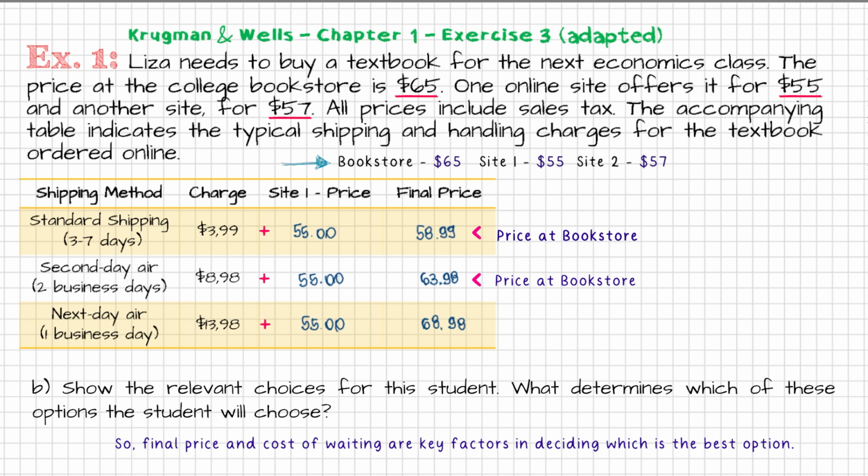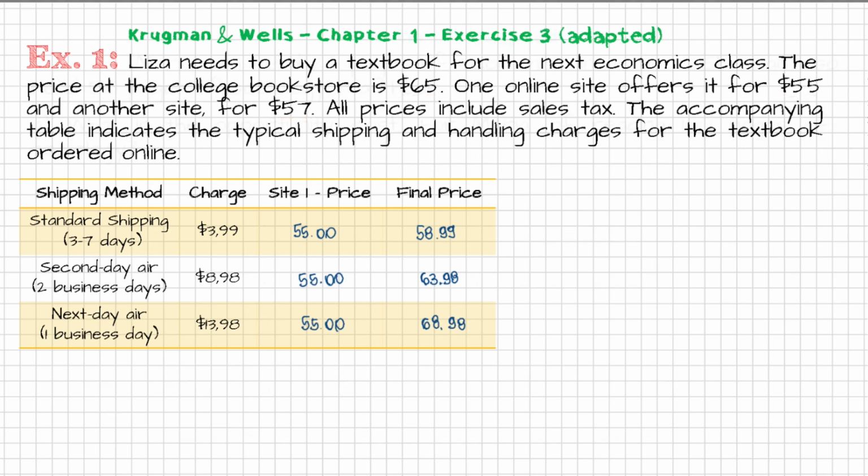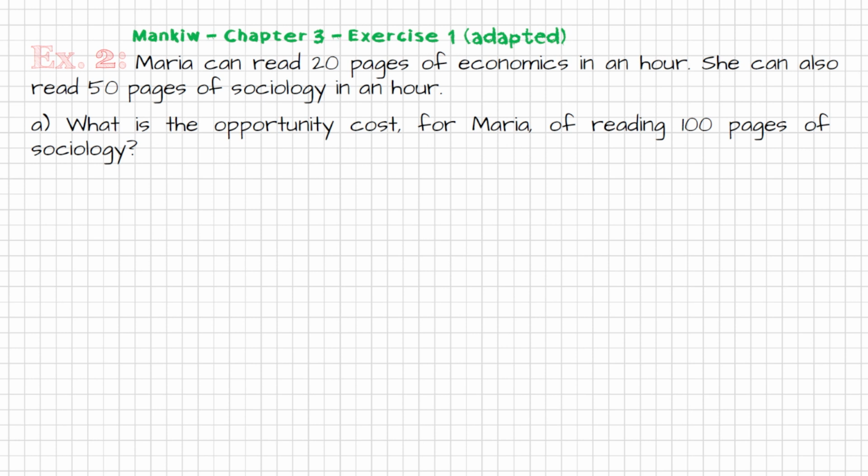Now let's practice with an exercise from Mankiw's book. Maria can read 20 pages of economics in an hour and 50 pages of sociology in an hour. What's the opportunity cost for Maria of reading 100 pages of sociology? Let's start by figuring out how many hours it takes Maria to read 100 pages of sociology. If Maria reads 50 pages an hour, in 2 hours she'll read 50 times 2, 100 pages. So she takes 2 hours to read those 100 pages.